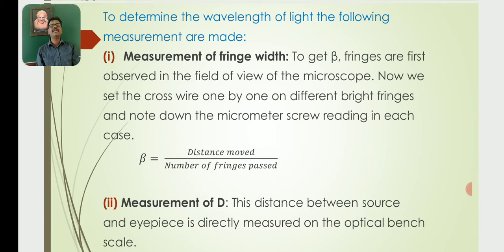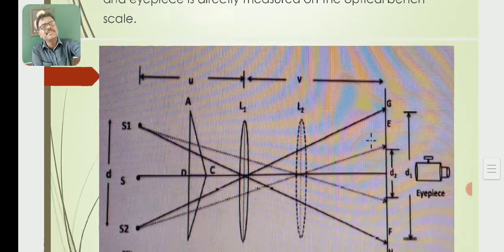Then the second measurement, of D. This distance between the source and the eyepiece is directly measured on the optical bench scale, where the optical bench has a scale, called the optical bench scale. With the help of that, we can measure the distance between the source and the eyepiece. So the second one, measurement of D, the distance between the source and the eyepiece.